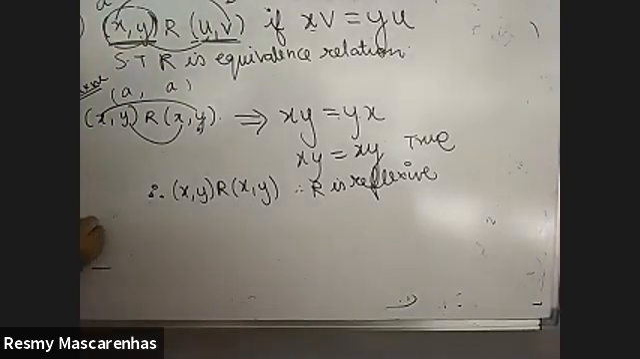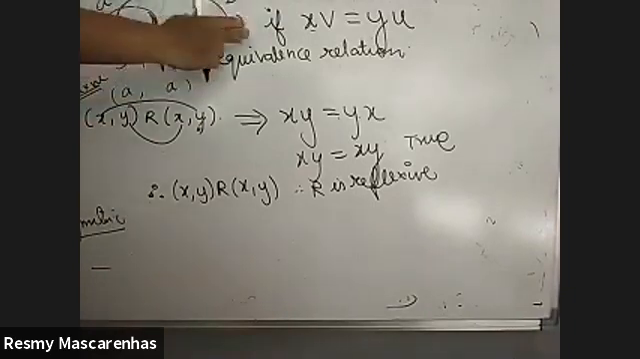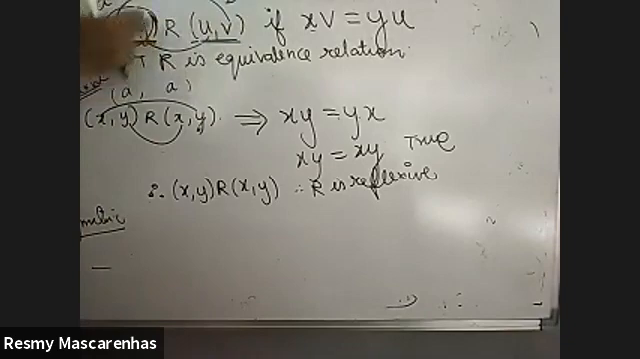Then we have to check for symmetric. Symmetric is what? If this is this, now you have to exchange the pairs. (u, v) will come first, (x, y) will come second for symmetric.